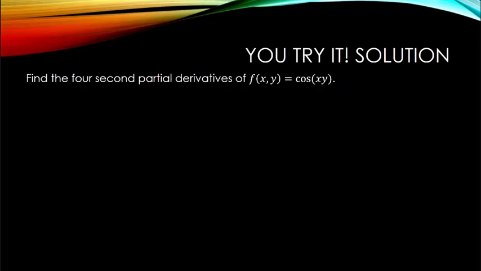So for my solution, I need to start by first taking the partial derivative with respect to x and the partial derivative with respect to y, and then move forward from there. So I want to find the partial derivative with respect to x of the partial derivative with respect to x of the cosine of xy. This is equal to negative the partial derivative with respect to x of y times sine of xy, which becomes negative y squared times the cosine of xy.